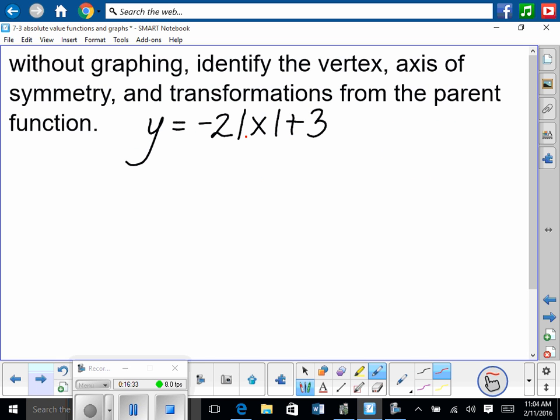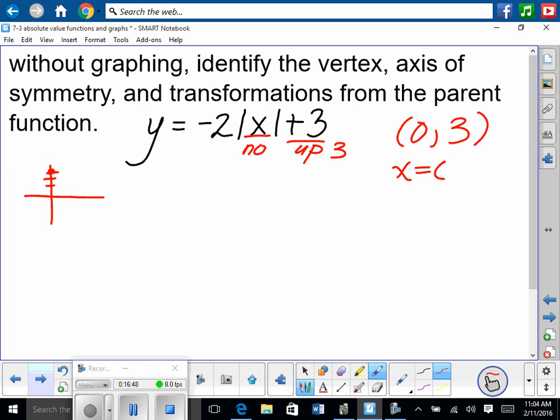Is there a shift left and right? No, but we are going up 3. So think about that. If you're not shifting left and right, and you go up 3, that's your new starting point. Isn't that 0, 3? Yep. So x is equal to 0. Isn't that my axis of symmetry?